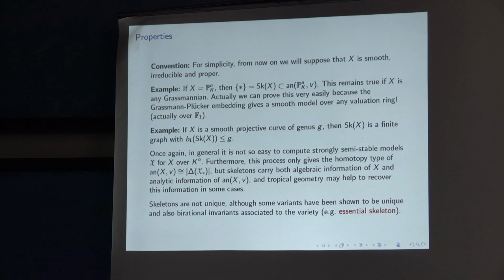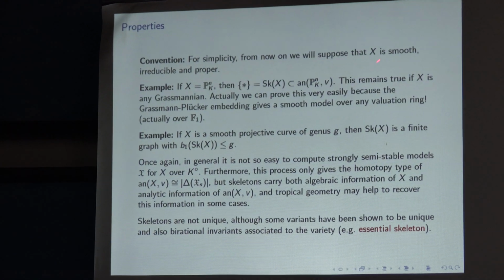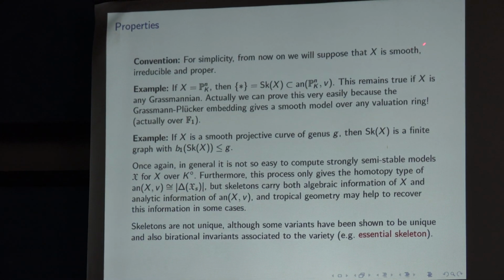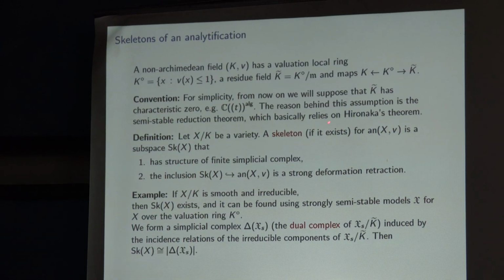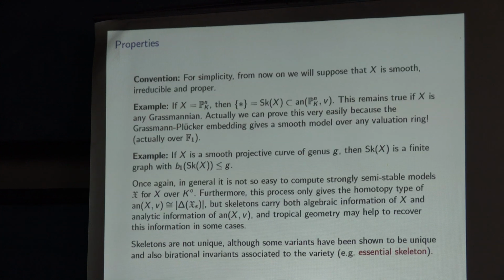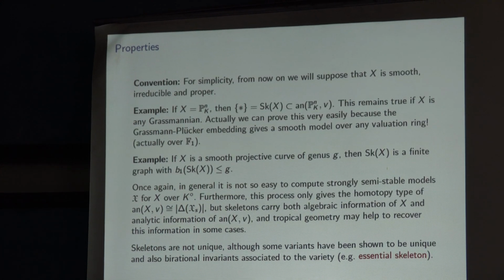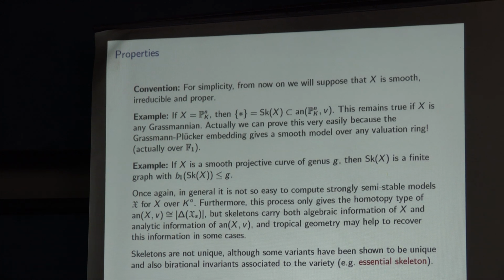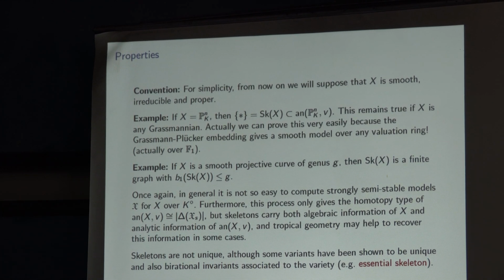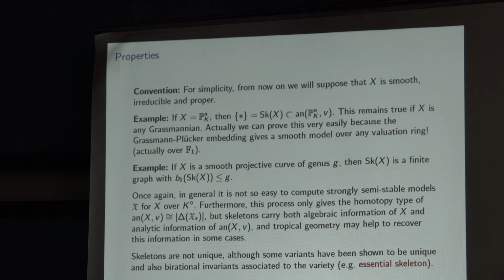So now, thank you. For simplicity, let me suppose that my guy is smooth, irreducible, and proper, so that I can ensure that the skeleton exists. And let me give you an example of how this works. But this is in some sense a stupid example because it works over F1. I mean, it will work no matter which ring, not just valuation rings.